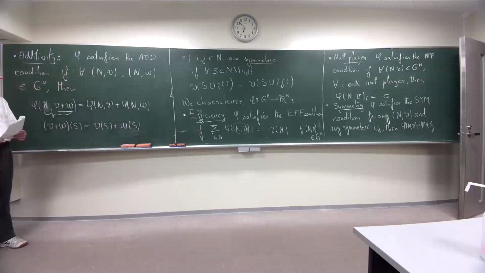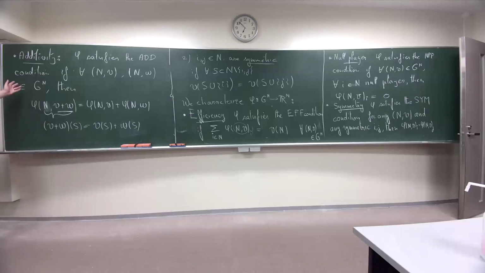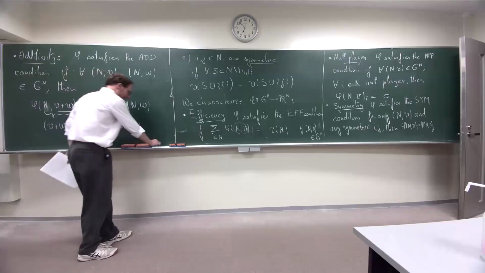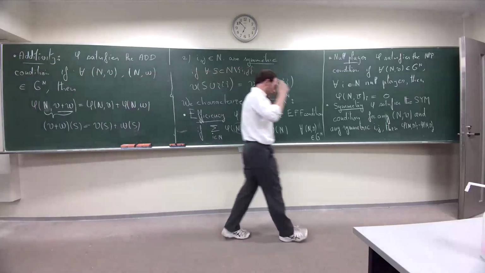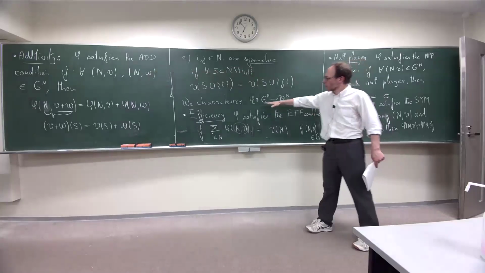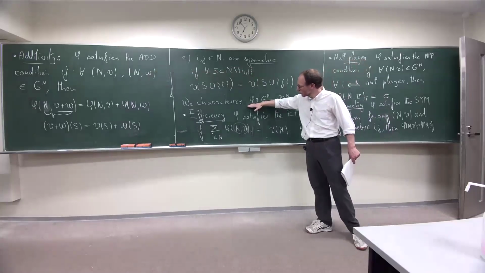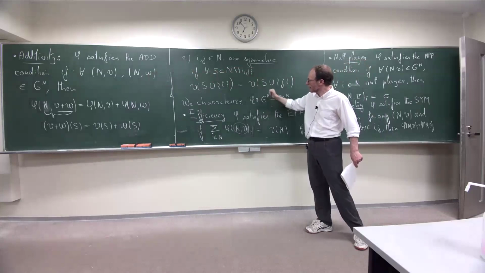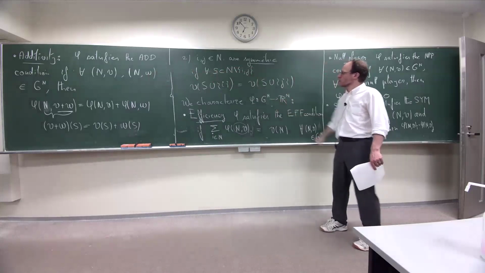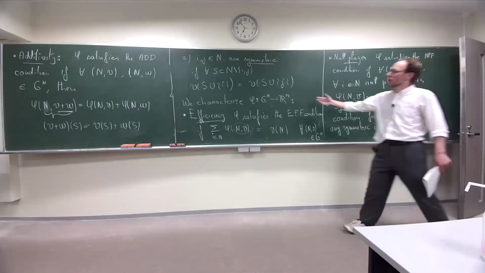So this condition says that if you add two games, then this rule should be additive. We need this condition. Now, is it a correct condition or not? This is just a definition. So remember, I want to give you a rule which sends any game to how to distribute the utility or the money among the players.